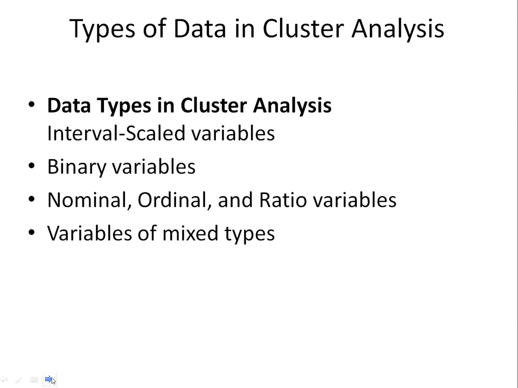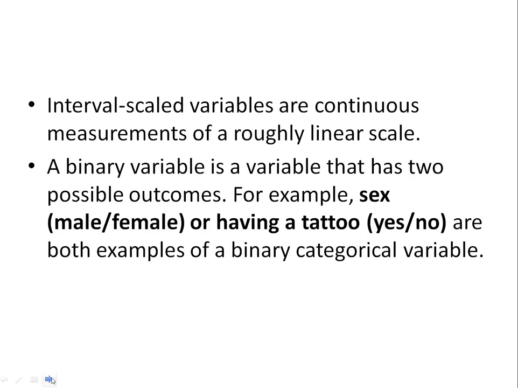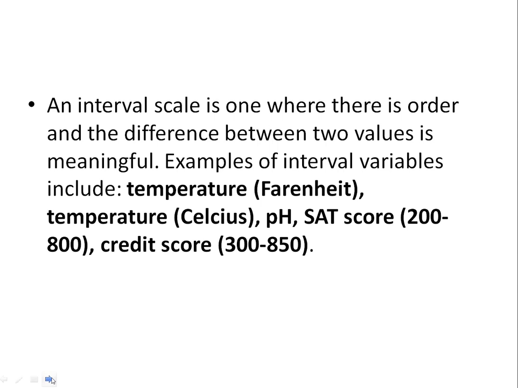The data types in cluster analysis are interval-scaled variables, binary variables, nominal, ordinal, and ratio variables, and variables of mixed types. Interval-scaled variables are continuous measurements on a roughly linear scale. A binary variable has two possible outcomes. For example, male and female, or having a tattoo, yes or no, are both examples of binary categorical variables. In an interval scale, there is an order and the difference between two values is meaningful. For example, interval variables include temperature in Fahrenheit and Celsius, PSAT score, and credit score.